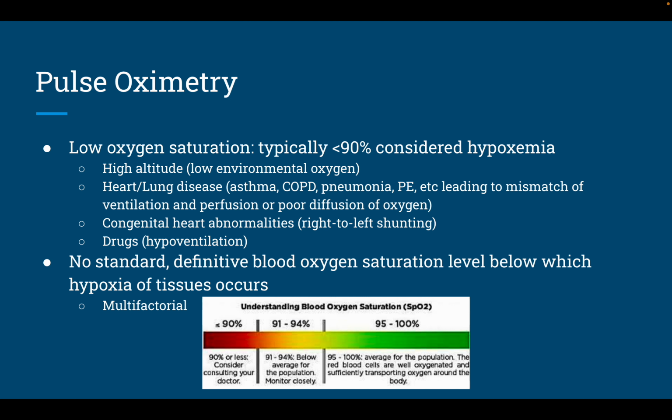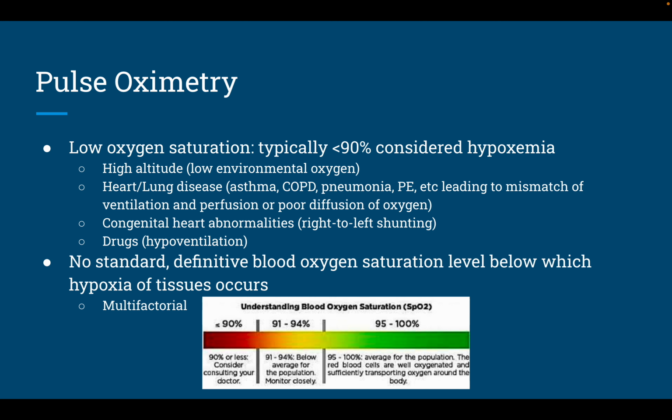Low oxygen saturation, or hypoxemia, low oxygen in the blood, is typically under 90%. And you might see this at high altitudes where there's lower environmental oxygen, sometimes with primary heart or lung issues, again making it hard to get oxygen across the lung membranes into the blood sufficiently. And then congenital heart abnormalities. Again, hopefully you would know about this prior to taking care of this patient.